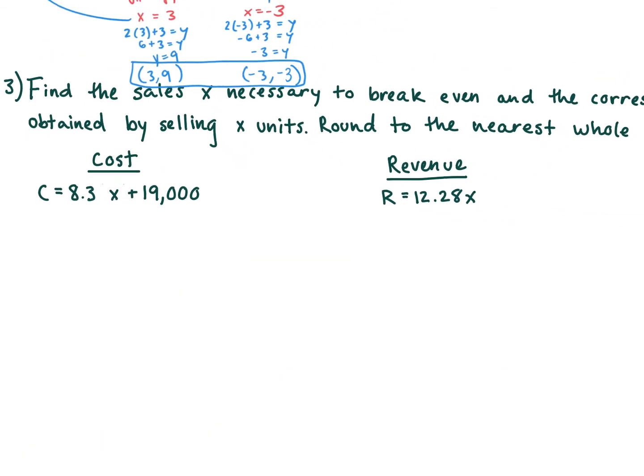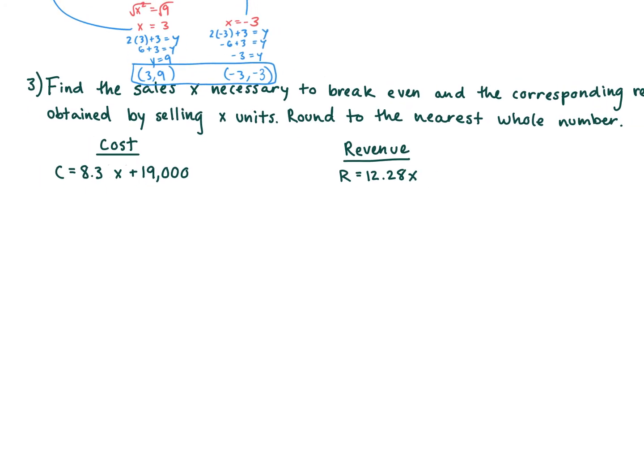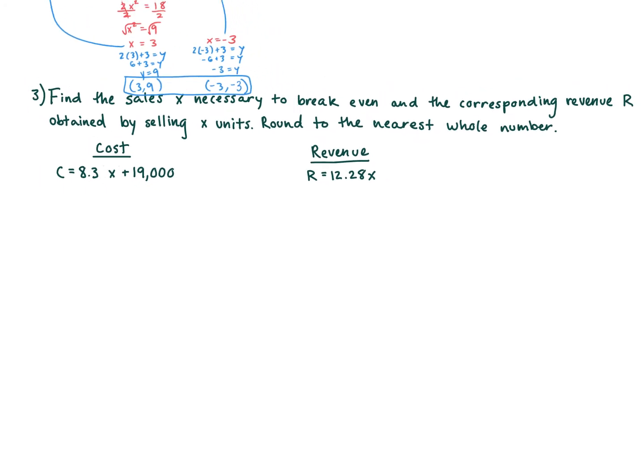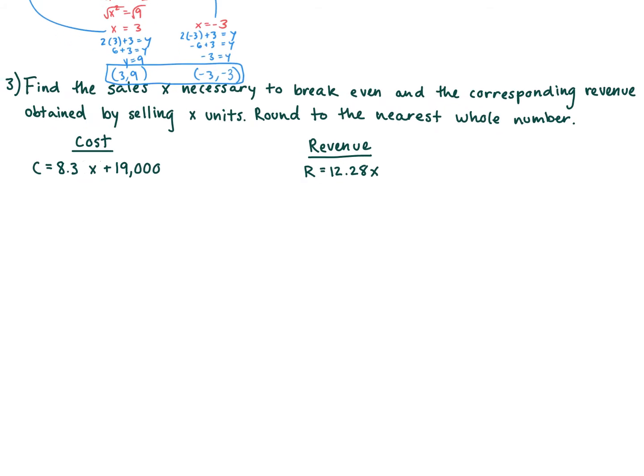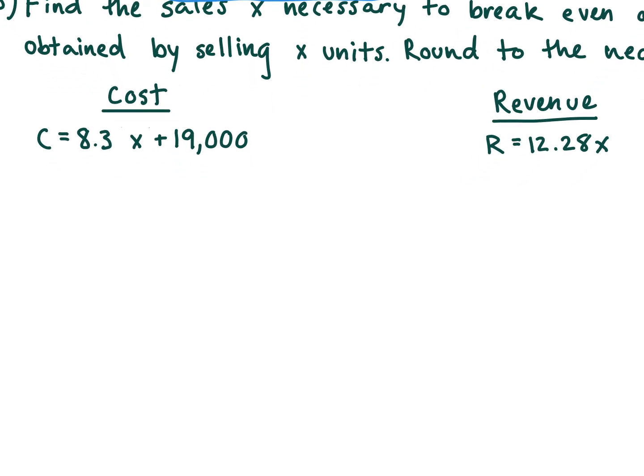All right, find the sales x necessary to break even at the compounding revenue R obtained by selling x units. Round to the nearest whole number. So how do I solve this? 12.20x equals 8.2x plus 19,000.